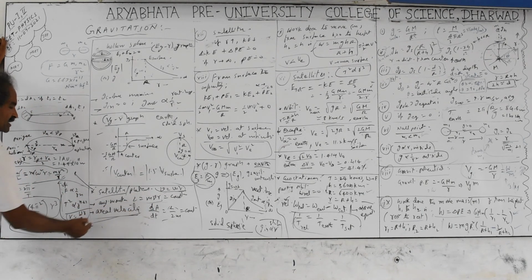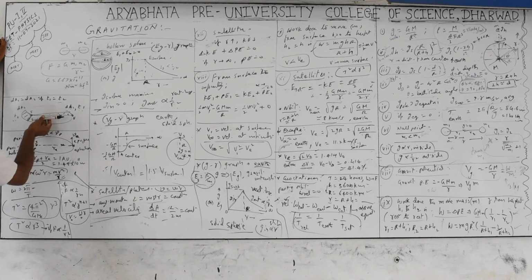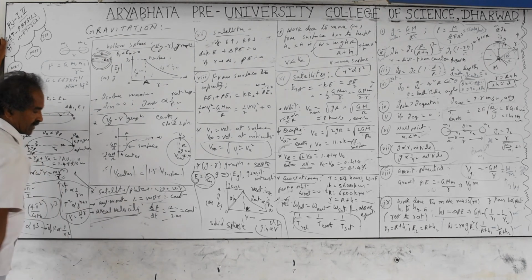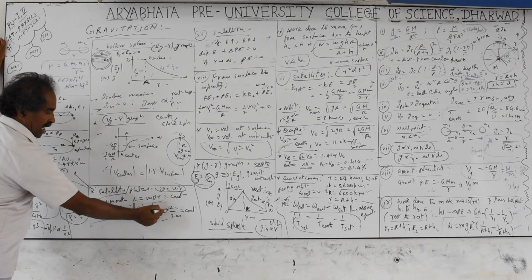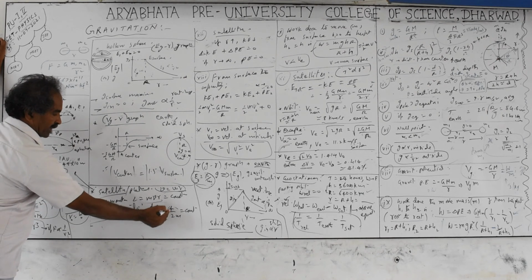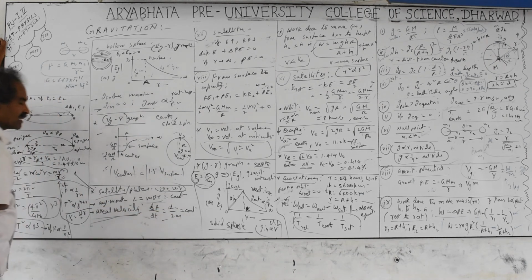Aerial velocity also remains constant. What is aerial velocity? The area swept by the radius vector in the given time is called the aerial velocity, dA by dt. dA means A2 minus A1, dt means T2 minus T1, the time interval. dA by dt is equal to L by 2m. L is the angular momentum, which is constant, and mass is also constant, so dA by dt is constant for the given planet. This is applicable for satellites also.